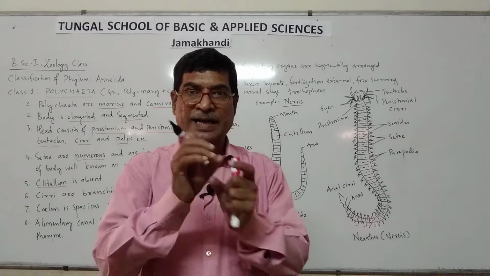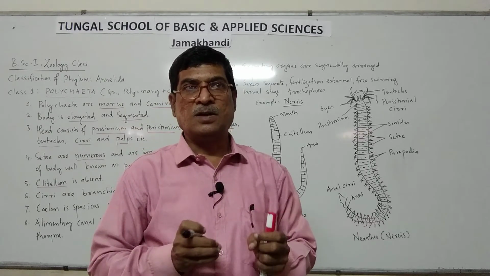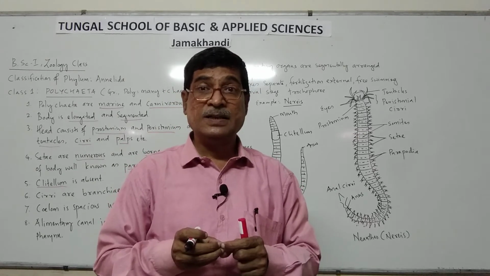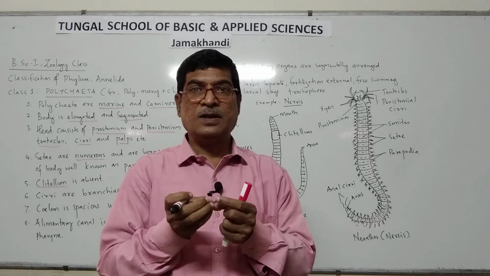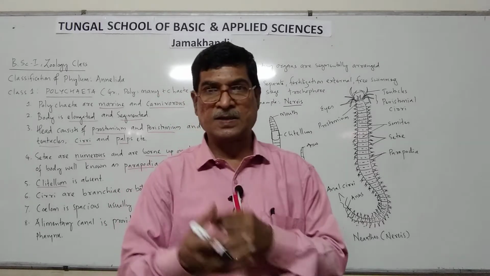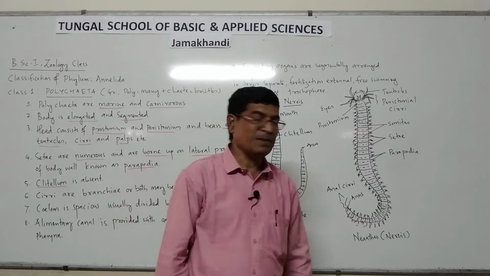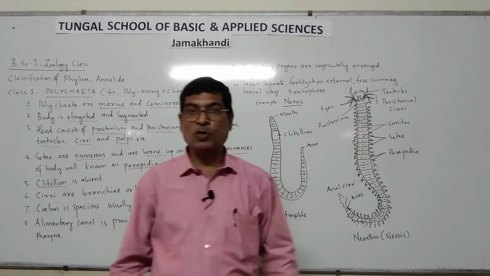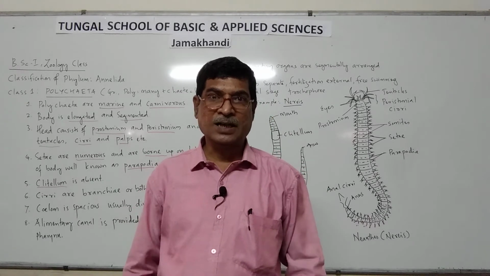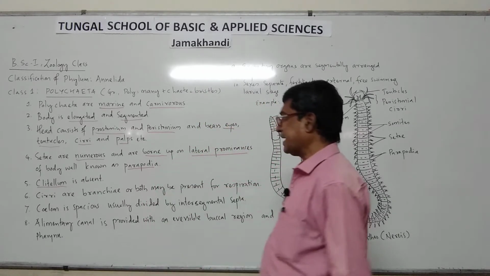Clitellum is the part of the earthworm which has a thick muscular body wall, and it has glandular cells which secrete a mucus-like secretion, and this secretion is used for preparing the egg case in earthworm. Such clitellum is absent in Polychaeta. It is not there. No formation of egg cocoons or oothecae in polychaetes. So clitellum is absent.